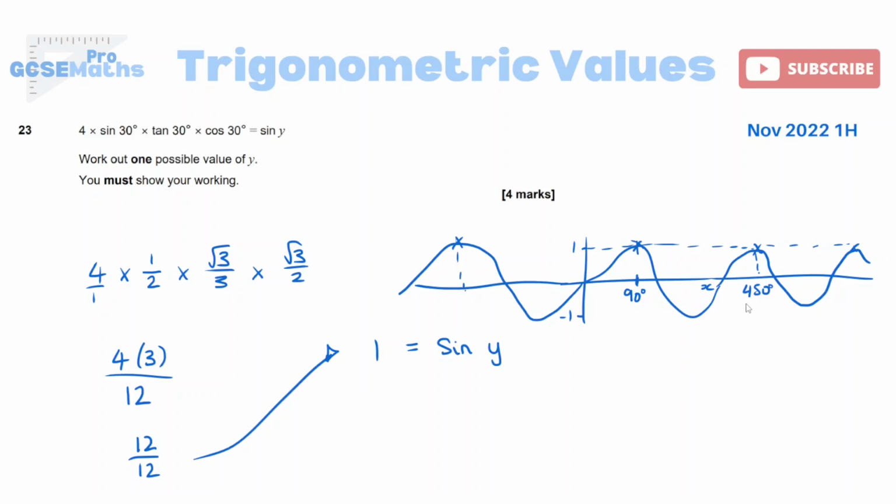Obviously, the most obvious answer, the probably easiest answer, is going to be the 90, isn't it? Because that's the one you know from your table of values. So that's probably the one I would stick with. But just so you can understand why they've said work out one possible value, because there could be multiple depending on where you look at the graph. Okay, so they've said work out one possible value y, so we want to know y. I'm going to go with 90. I think that's the easiest answer, isn't it?